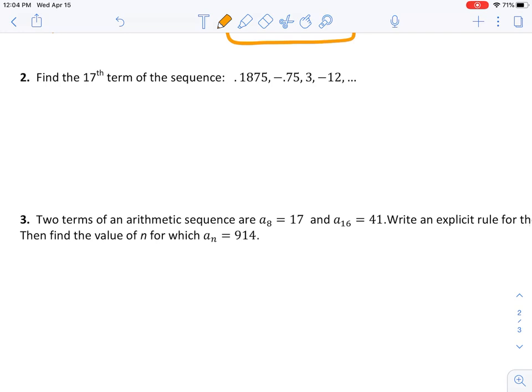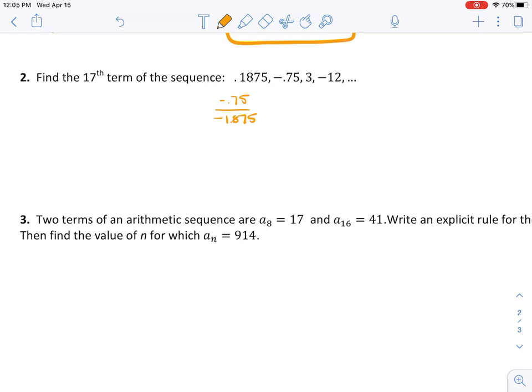All right, next one. Find the 17th term of the sequence. So first off, once again, pause, try it yourself. All right, so I need to know if it's arithmetic or geometric so I can write a rule. All right, so checking with my calculator, what do I do to 0.1875 to get it to negative 0.75? I would have to subtract, and that amount is not the same as this amount, so it's not arithmetic. Now I'm going to check to see what negative 0.75 divided by negative 1.875 is.